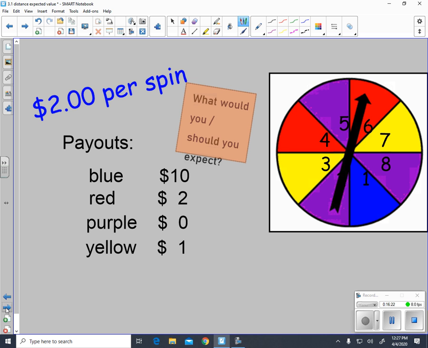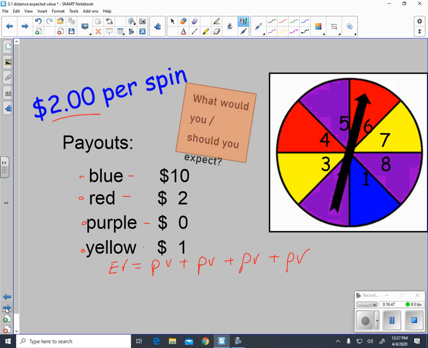So, and don't forget, it's going to cost us $2 to spin. So let's put the $2 to spin off to the side for now, and we'll factor that in later. I'm going to need 4 PVs because I could spin and get any one of these 4 colors. So I'm going to go right down the line: blue, red, purple, yellow.